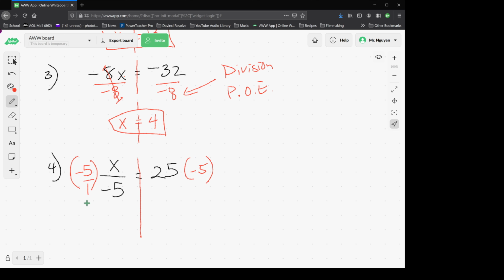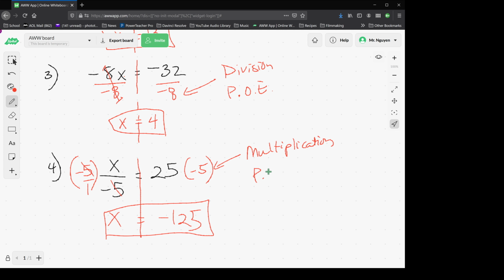And remember, this is negative 5 over 1, so these can cross cancel. So you have x is equal to negative 125. And again, what we did here, because we multiplied on both sides, is we used the multiplication property of equality.